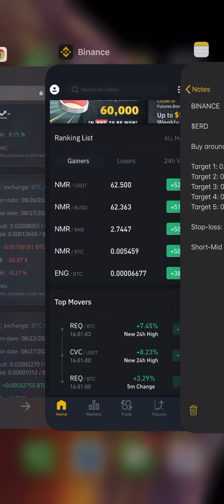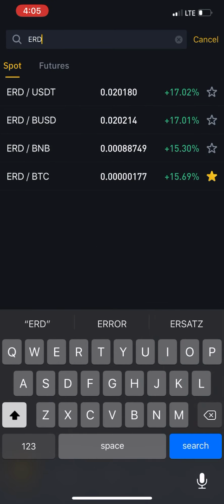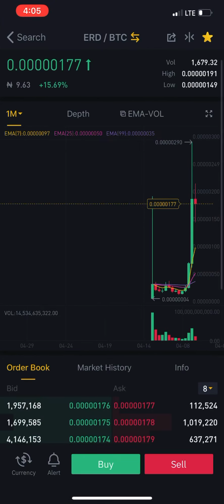So now I will search ERD. If I search ERD, it will show you all the available pairs you can trade with ERD. You can now see ERD/USDT, ERD/BUSD, ERD/BNB, ERD/BTC. So now, as a beginner, all you have to click is ERD/BTC, because you are using ERD/BTC. So now you will click on ERD/BTC. Are you getting my point now?